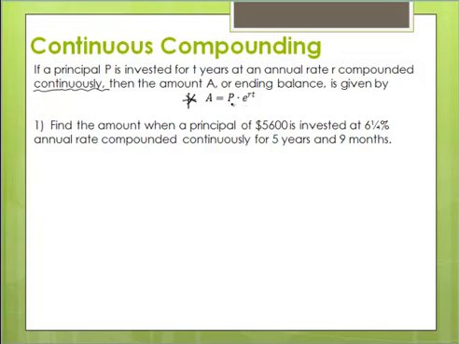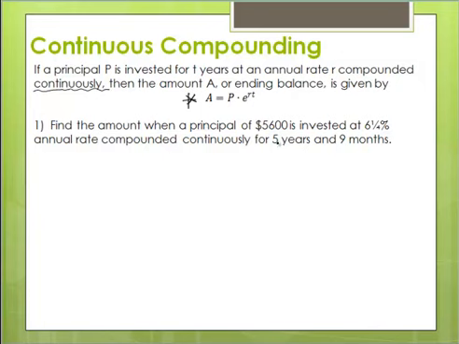A, final amount, equals P, that's your principal. E is a number in your calculator, and if you have the TI 84 plus, E is actually the division button, or you can use your LN button. Either of those will work. R is your interest rate, T is your time. And time again is in years.